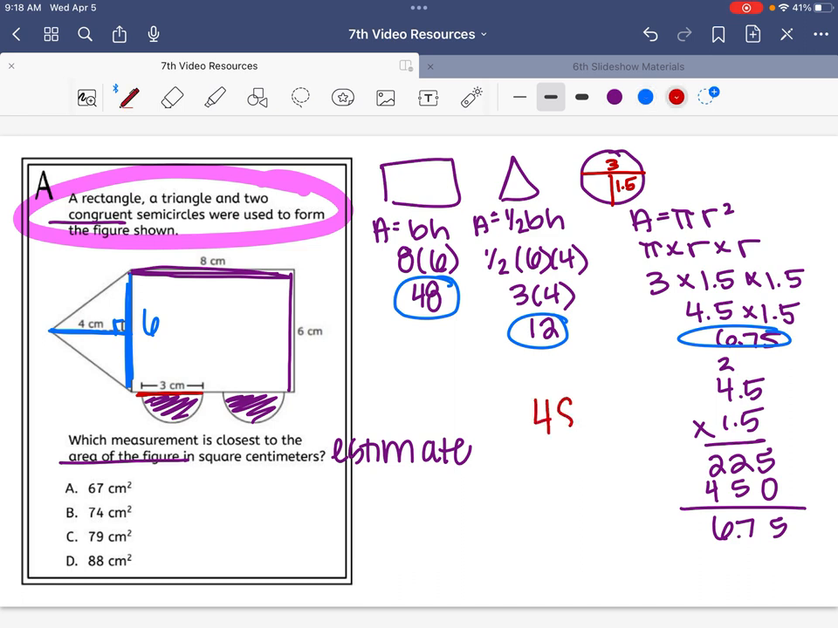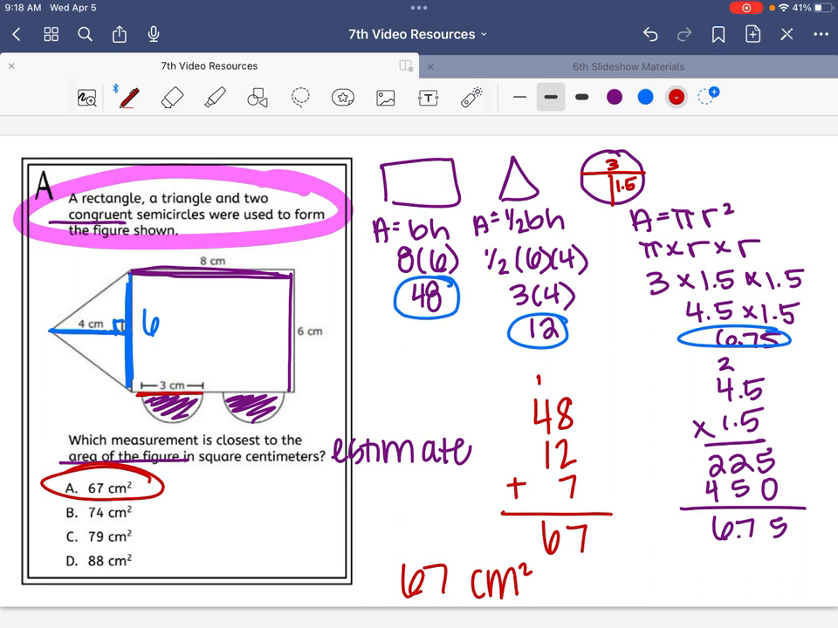But I want the whole thing, so remember we need to sum them up. So we had 48 for the rectangle, 12 for the triangle, and 6 and 75/100. I'm going to just round that up to 7 because, again, we are taking an estimate. I'm going to find the sum of them. 8 and 2 composes to make 10, plus 7 more is going to be 17. 4, 1, and 1 make 6, and so we get an estimate of 67 centimeters squared, which I see is extremely close to the answer for A. And so that is going to be an estimated area of our composite shape.